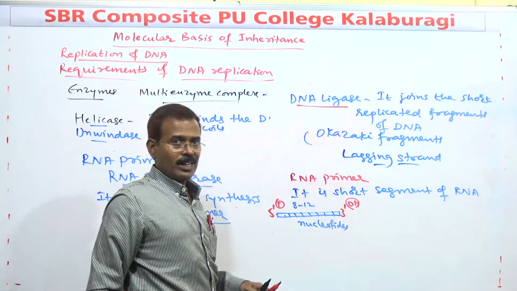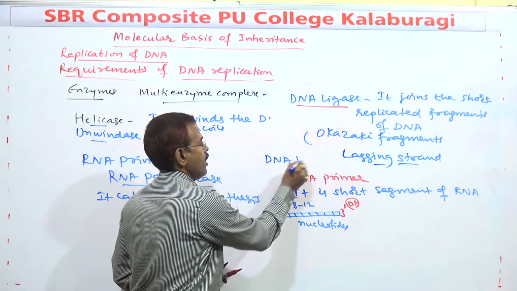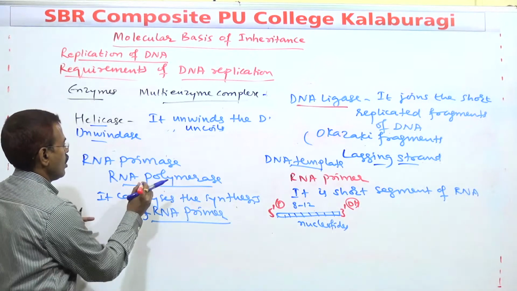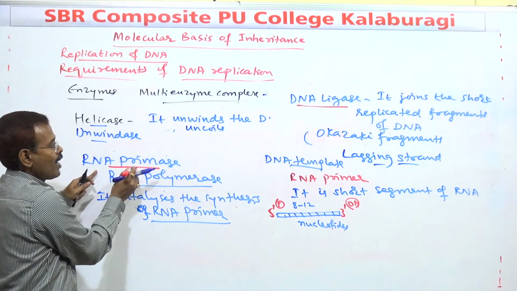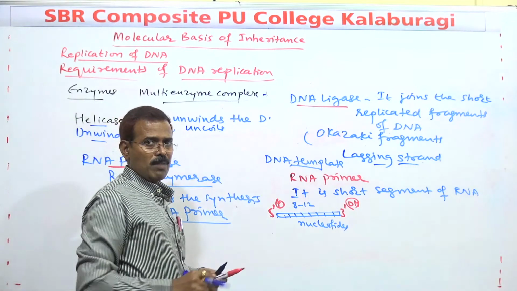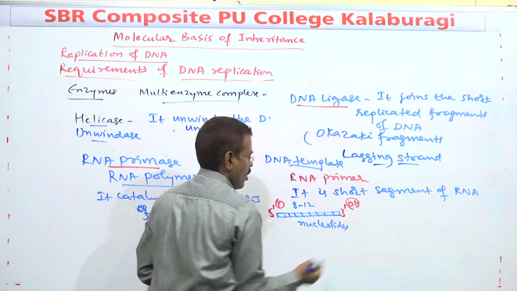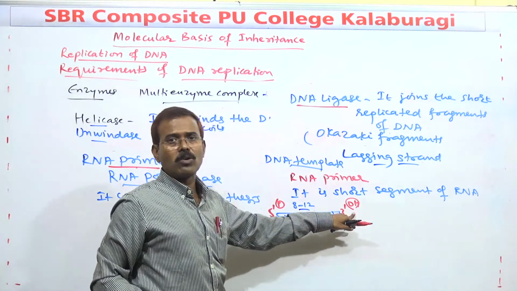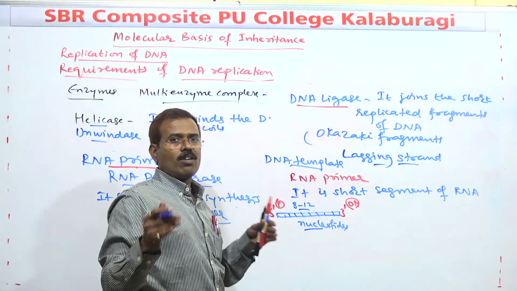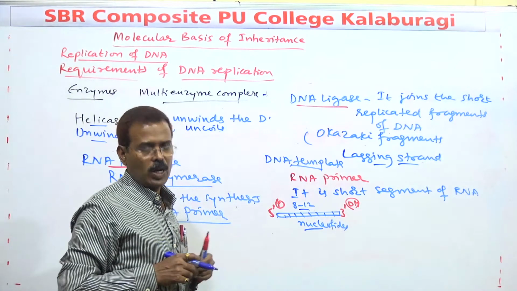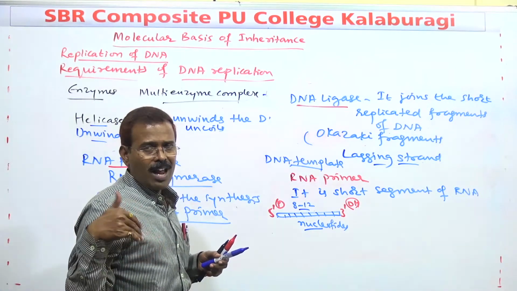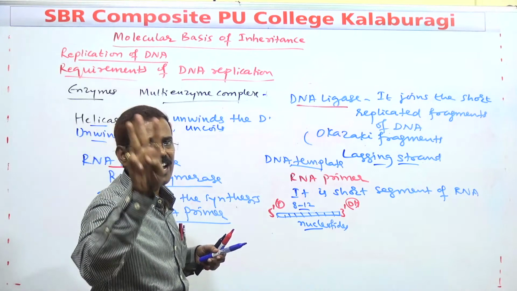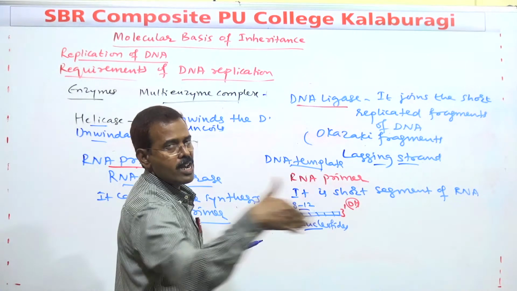This RNA primer is synthesized on DNA template by the activity of this RNA primase enzyme. RNA primase is involved in the synthesis of RNA primer. What is RNA primer? It is a short segment of RNA with 8 to 12 nucleotides having 5' phosphate group and 3' hydroxyl group, OH group. What is the main function of this RNA primer? It plays a very significant role. Without RNA primer, there will not be addition of deoxyribonucleotides by the activity of DNA polymerase 3, so that new strand of DNA can be synthesized.